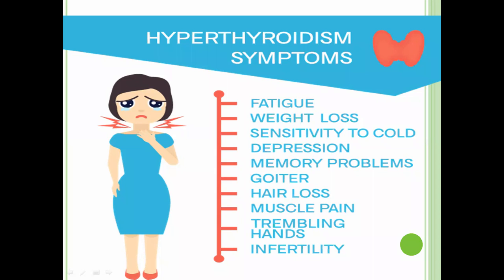What is meant by palpitation? Irregular heartbeat. Then tachycardia. What is meant by tachycardia? Increase in heart rate. Then irritability, fatigue, thyroid enlargement. So these are the symptoms observed in a patient having the hyperthyroidism disorder.